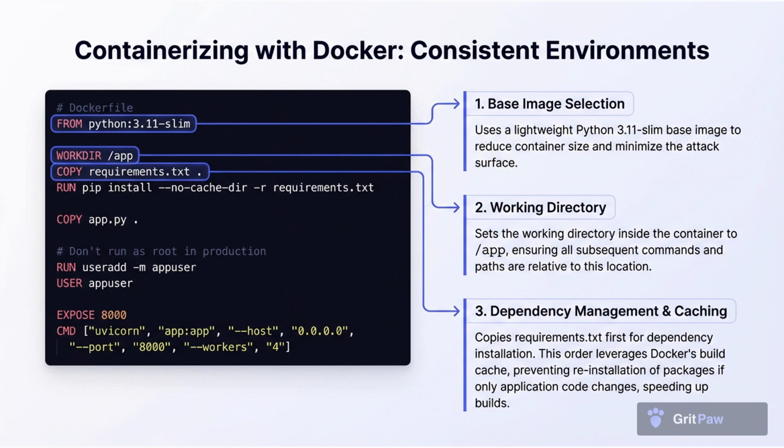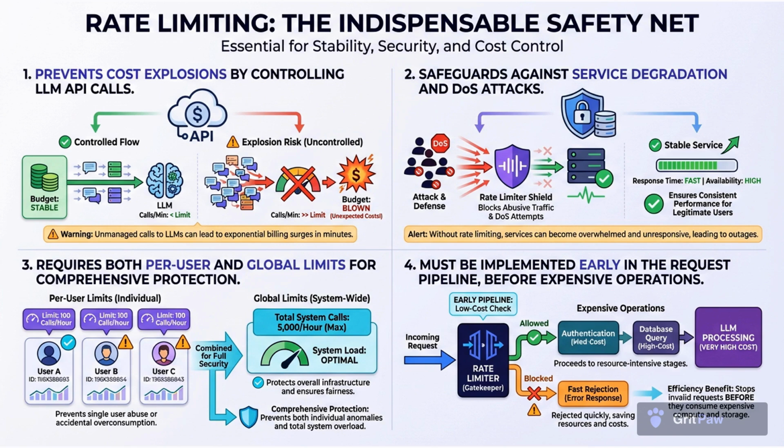Following our discussion of the $50,000 weekend bill, it should be clear why rate limiting is not just a feature, but an indispensable safety net for any production LLM application. Its primary purpose is to control the volume of requests hitting your API and, by extension, the underlying LLM provider. Without it, you are vulnerable to several critical issues: cost explosions, as every LLM call incurs a charge; service degradation, where a flood of requests can overwhelm your API or the LLM provider, leading to slow responses or outages for legitimate users; and abuse or denial of service attacks, where malicious actors can intentionally exhaust your resources.